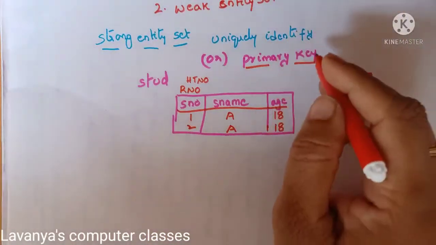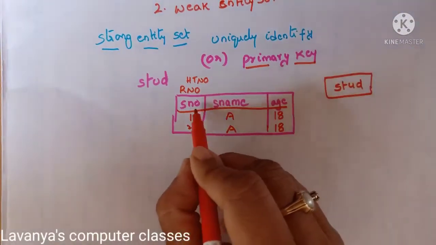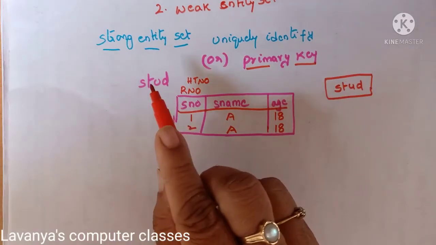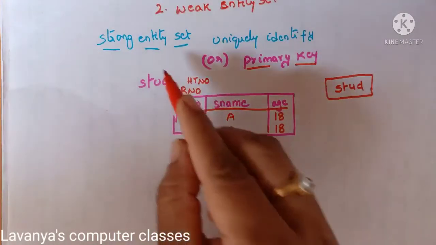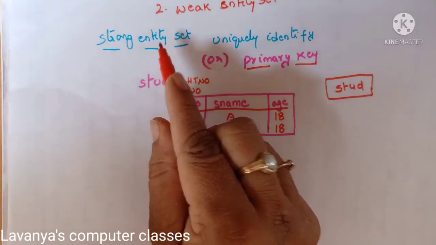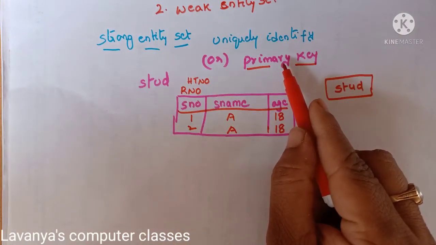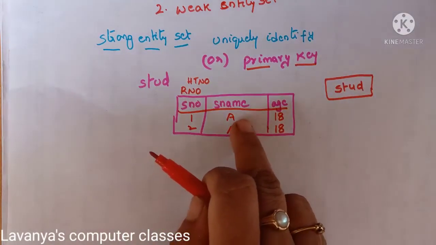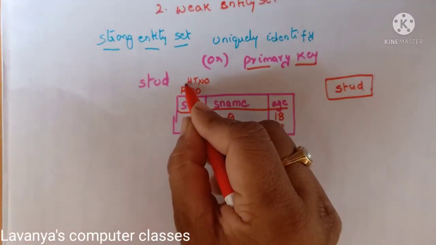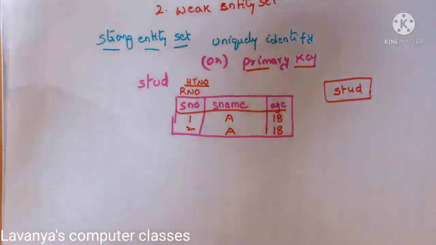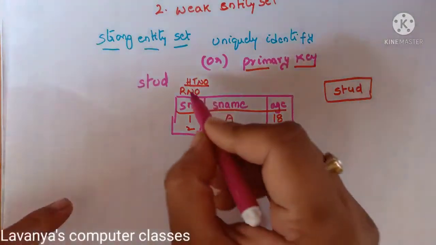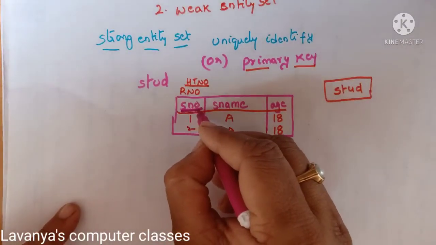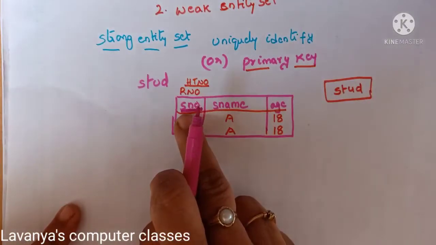I will explain the primary key concept in the next videos. So the entity set that has an attribute, a primary key, through which it is possible to identify the entities, is known as a strong entity set. Any entity set that has a primary key is called a strong entity set. So this is an example of a strong entity set, because here the serial number or hall ticket number, whatever it is, is a primary key attribute. The primary key attributes are represented by an underline. If any field has an underline, it is a primary key attribute.